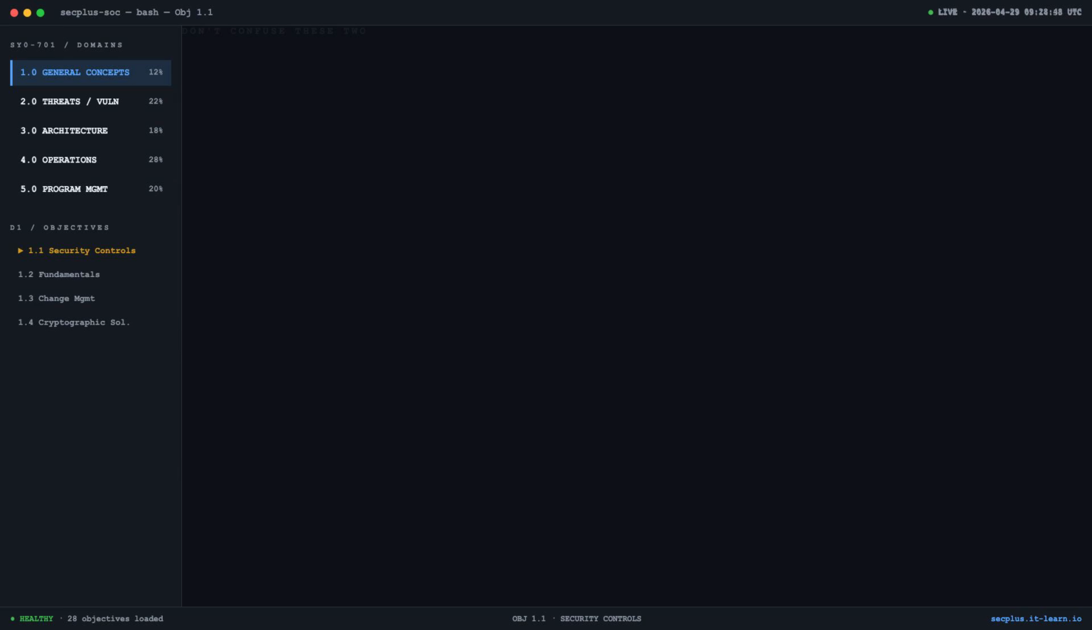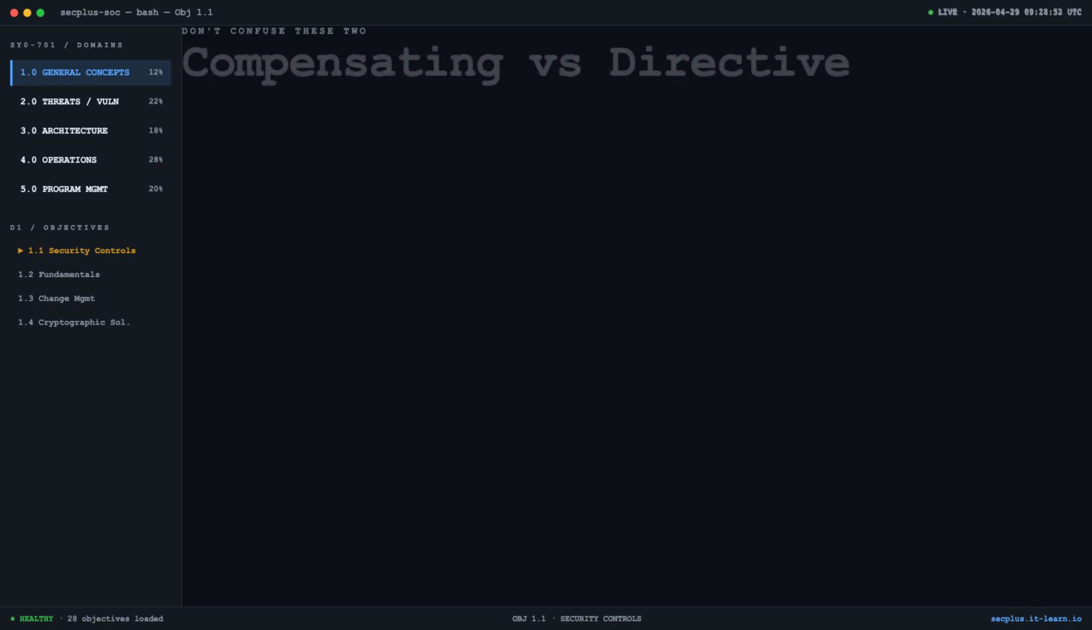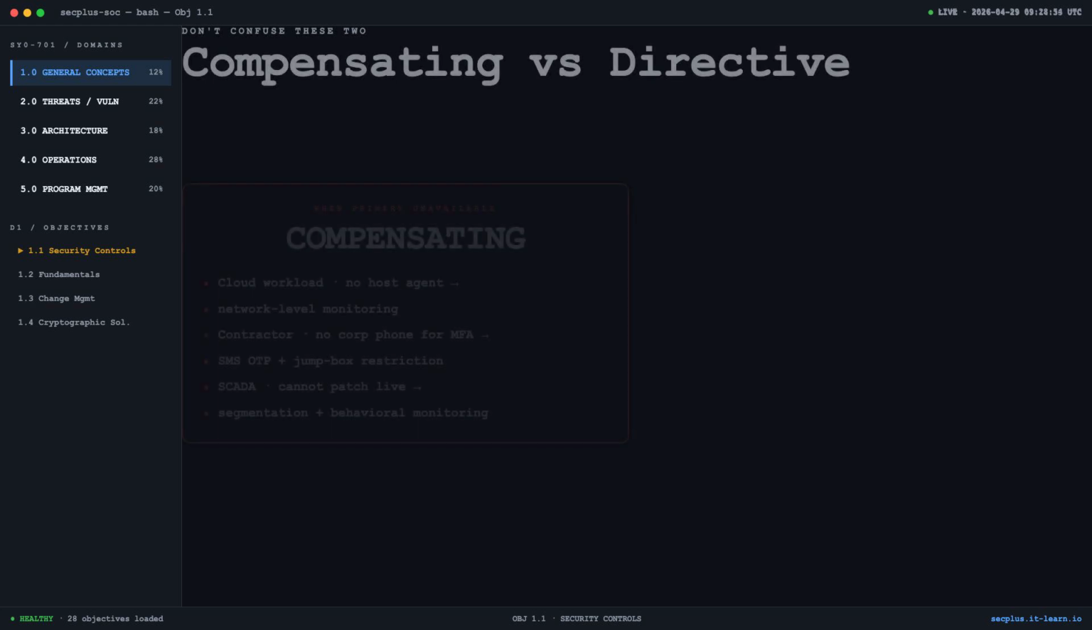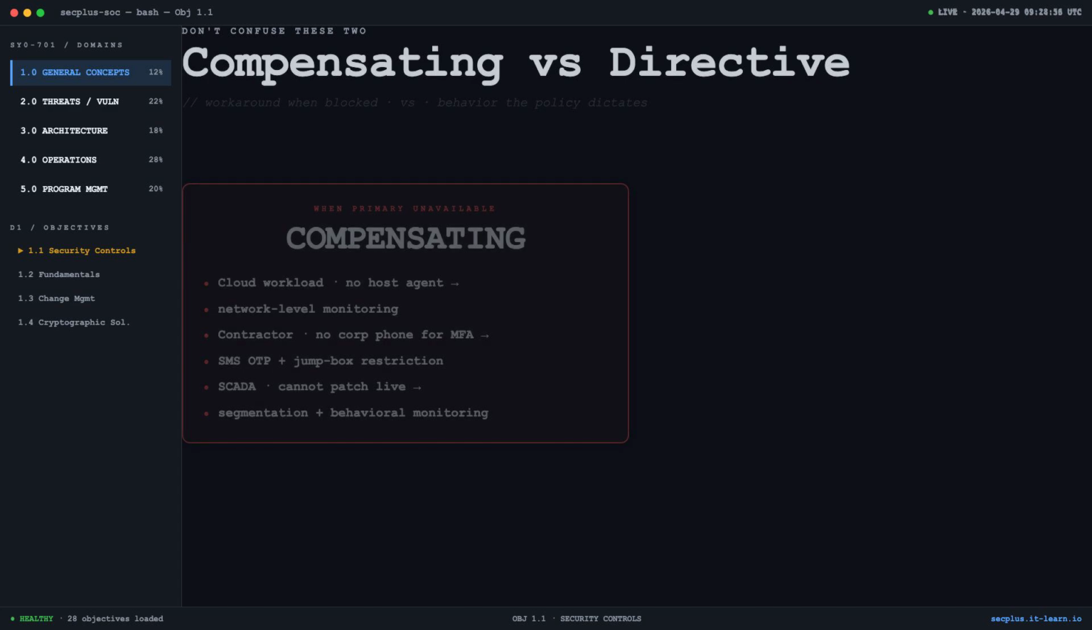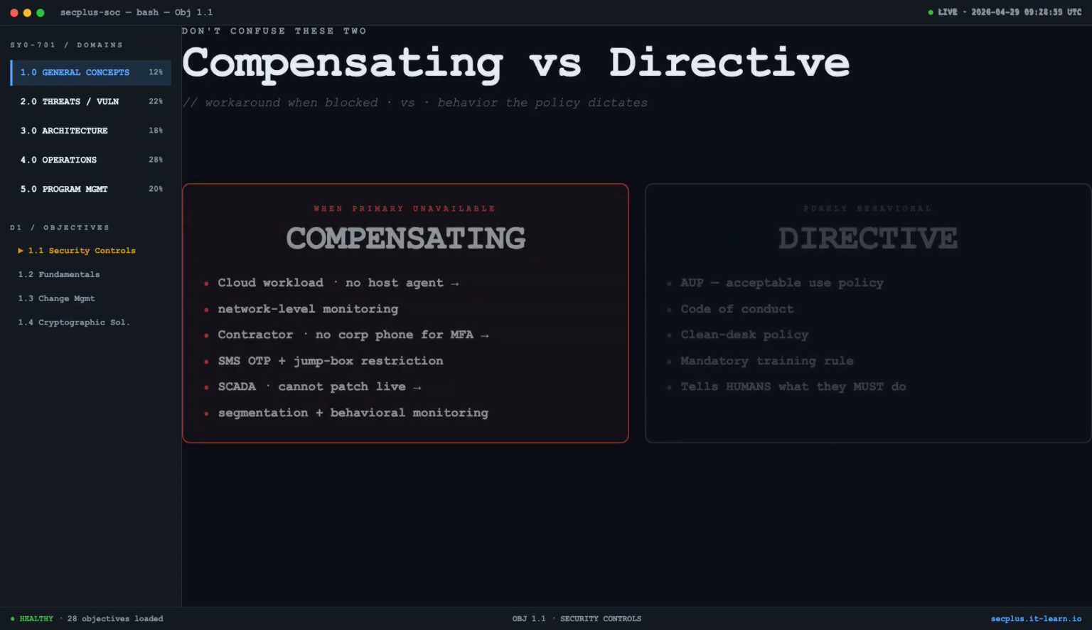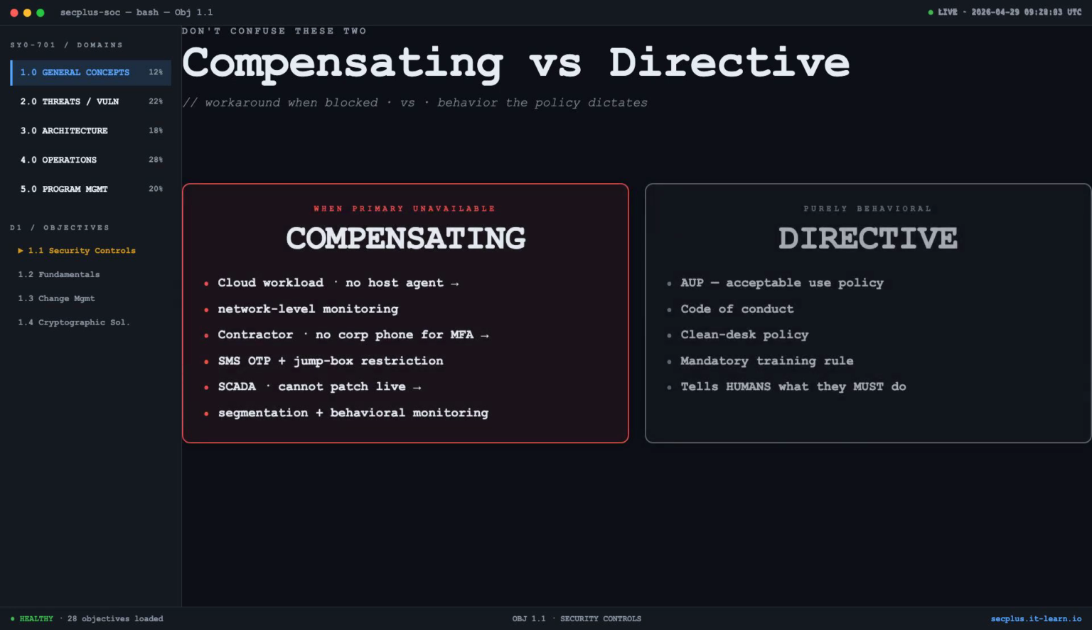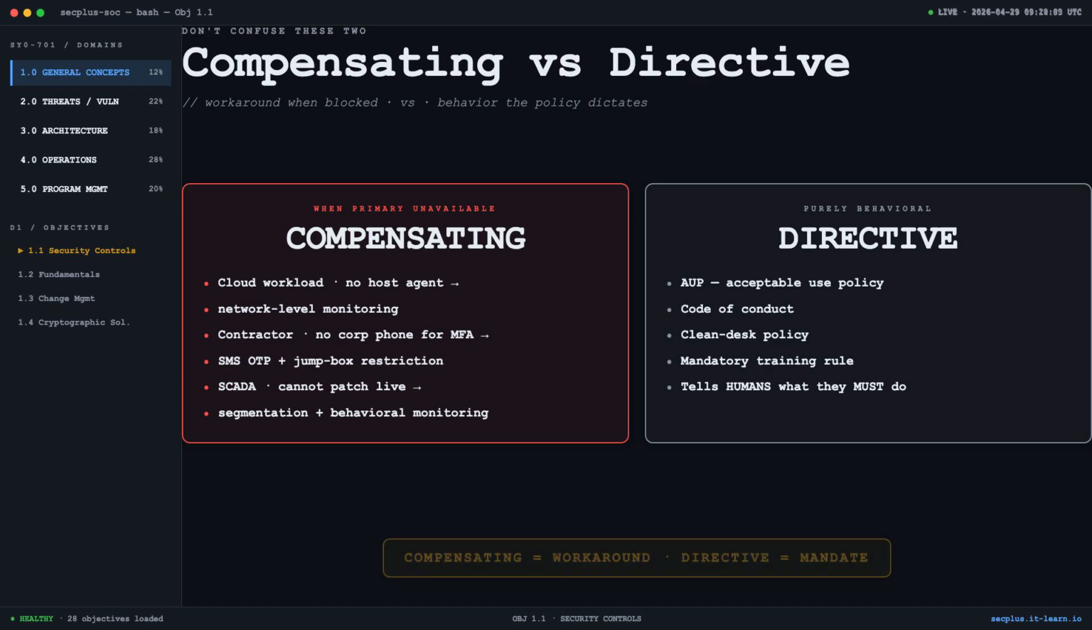One more wrinkle worth flagging. The exam loves to test compensating controls in the legacy system scenario, but compensating shows up anywhere. The primary control is unavailable. The cloud workload that cannot run a host-based agent because the platform forbids it. The team compensates with network-level monitoring. The contractor who cannot be issued a corporate phone for MFA. The team compensates by restricting their access to a hardened jump box, accessible only from a specific IP.